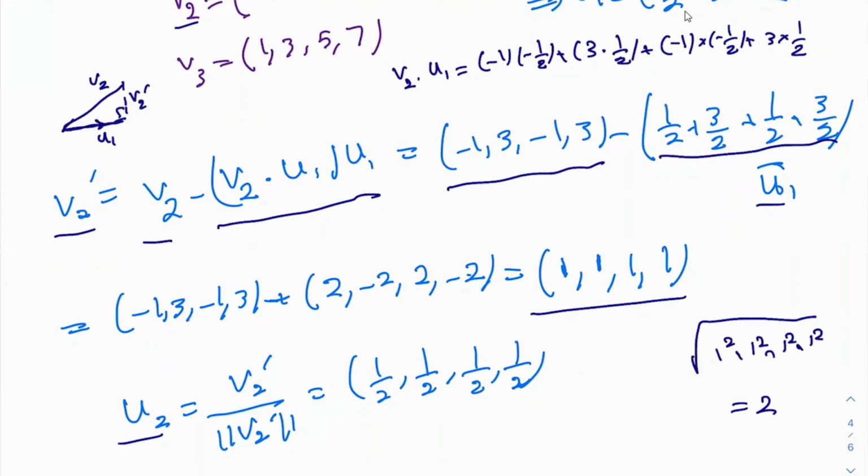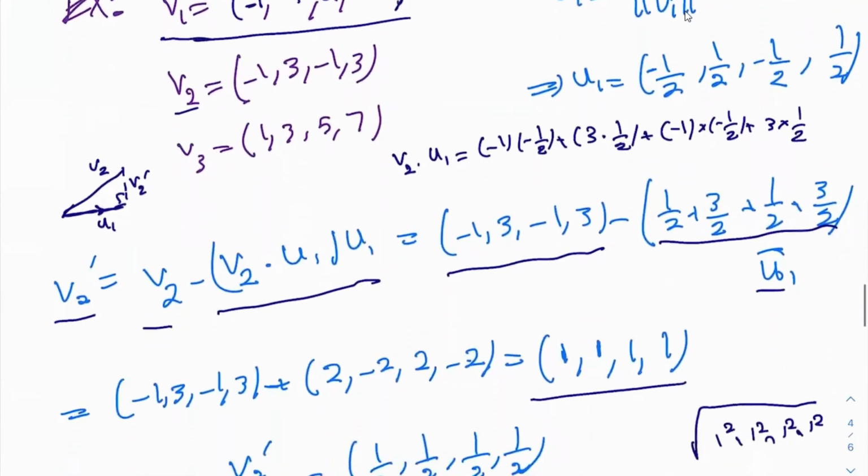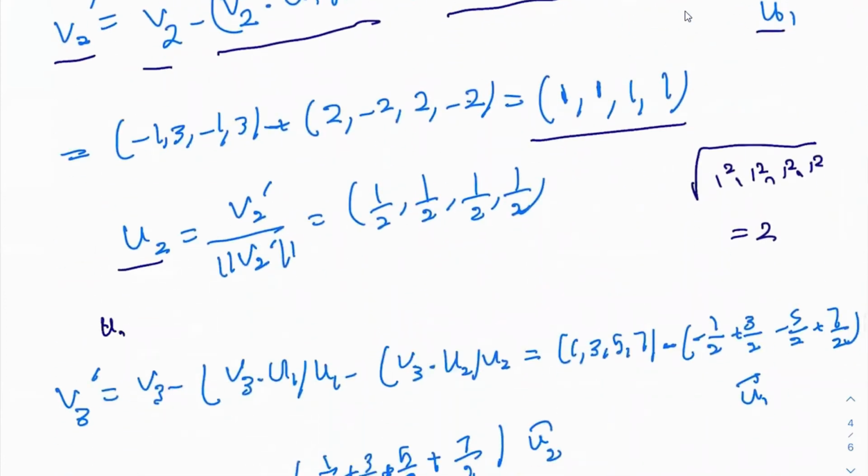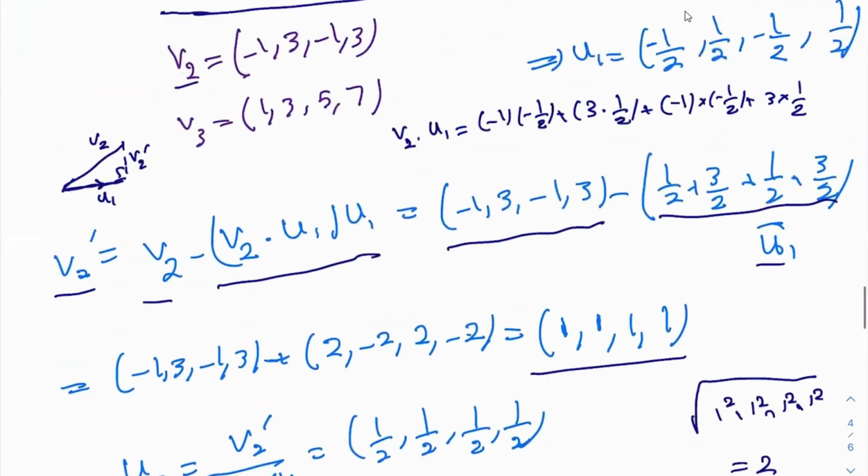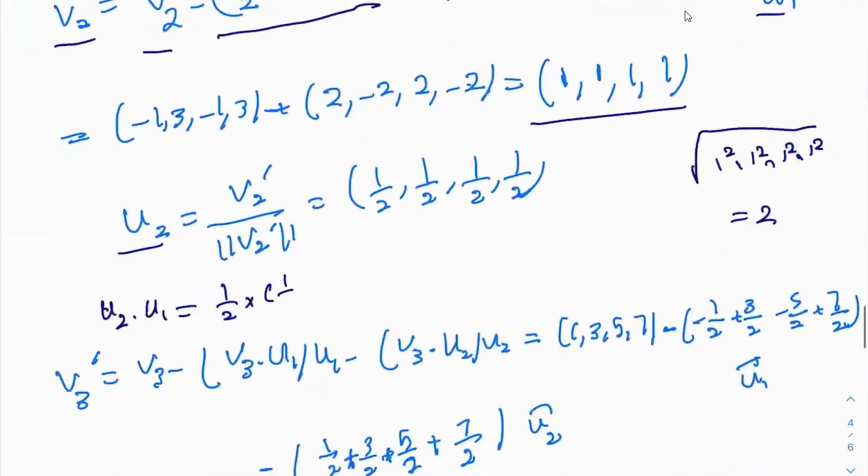Okay, so I have now U2 and U1. As a very interesting test, let's calculate the dot product of U2 and U1. They each have a unit norm, but are they orthogonal to each other? They should be. It's 1/2 times -1/2 plus 1/2 times 1/2 plus 1/2 times -1/2 plus 1/2 times 1/2, which is equal to 0. So they are orthogonal. Up to now, our algorithm is correct.